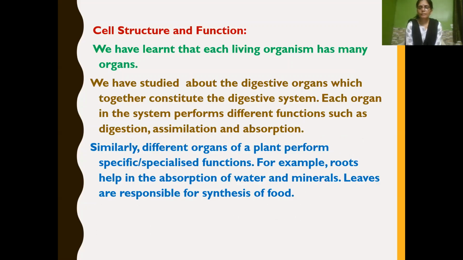So now we'll see cell structure and functions. Till now we have learned that each living organism has many organs, and we have also studied about the digestive organs in 7th standard. If I ask you to name some digestive organs, you can tell mouth, esophagus, stomach, large intestine, small intestine, etc. All these digestive organs together form the digestive system. And each digestive organ performs a different function, isn't it?